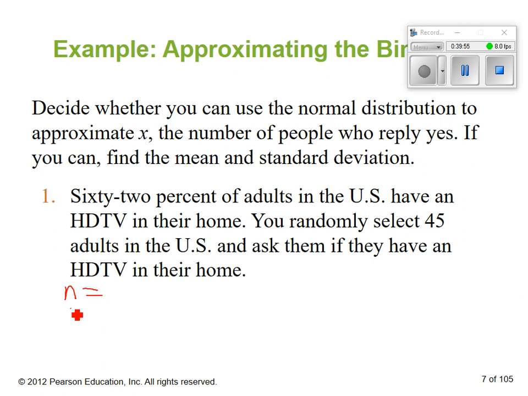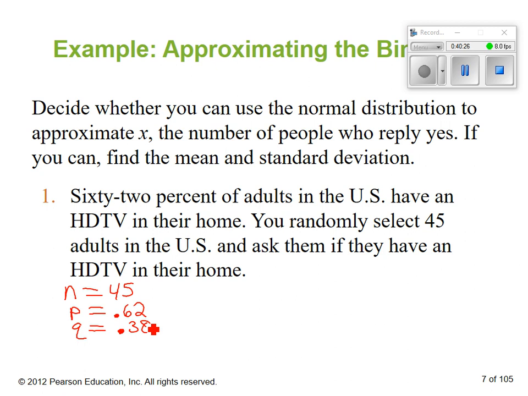Three things we need to find. We need to find n, we need to find p, we need to find q. What's n this time? 45. Have your calculators out so you can help me here in a second. What's p? 62%. What am I going to change that to? 0.62. How do I find q? 0.38, subtract that from 1, right?